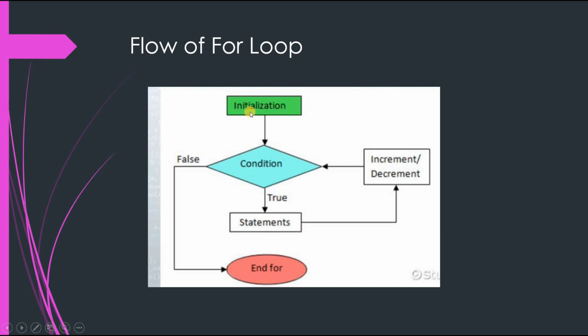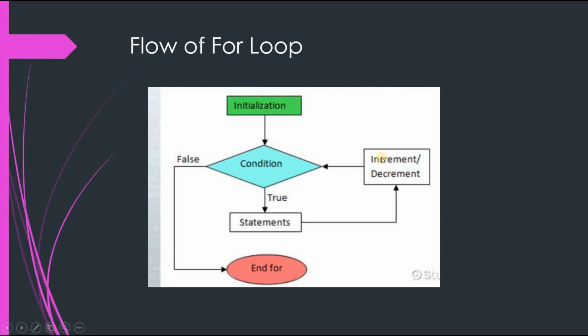Let me take an example. You are taking the variable called a. Here you need to provide a is equal to 0. That is the initiation part. You are initiating the variable. Then you are providing the condition like a less than 5. That is the condition. Then this condition will check whether it is true or false. A less than 5 is true. If it is true, then the statement will print the a value.